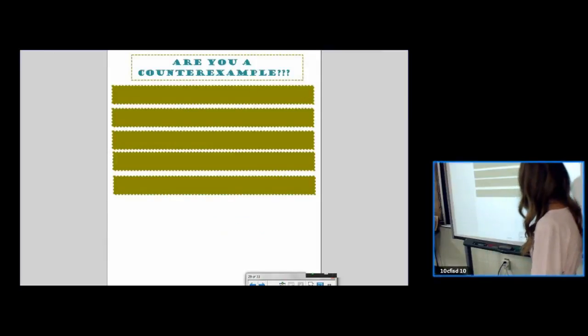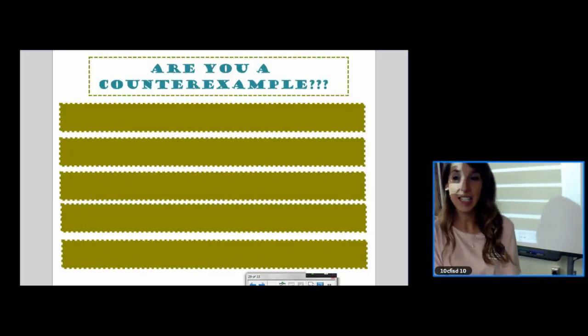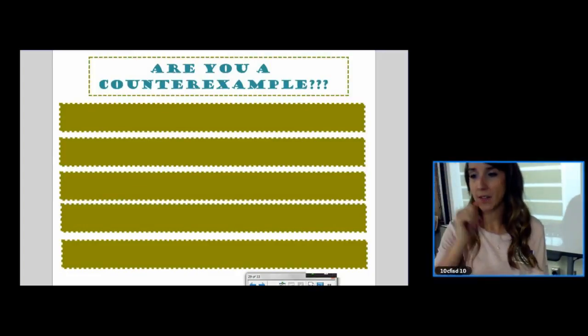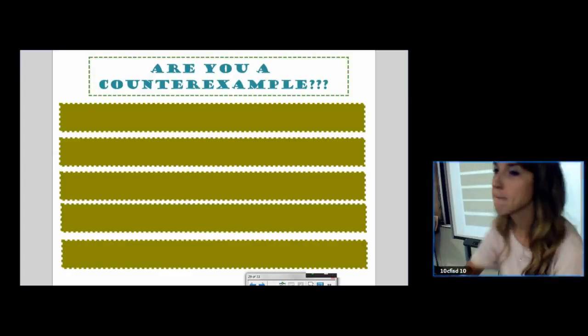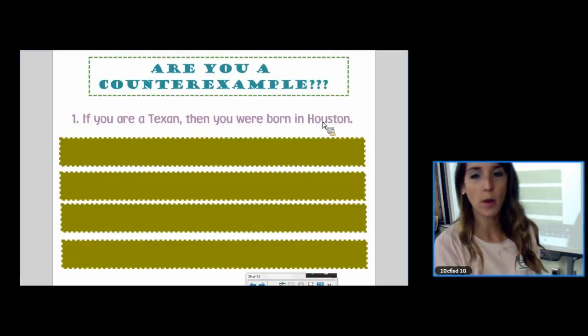All right, let's see if you are a counterexample. So I'm going to give some sentences, and I want you to raise your hand in the chat if you are a counterexample. Ready? If you are a Texan, then you were born in Houston.